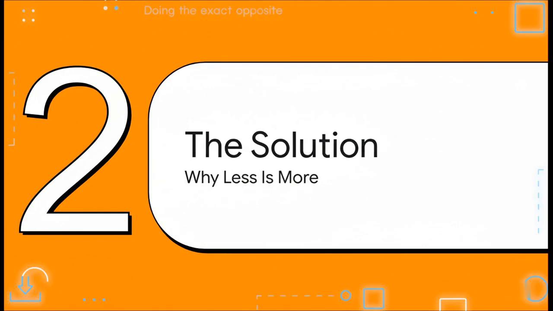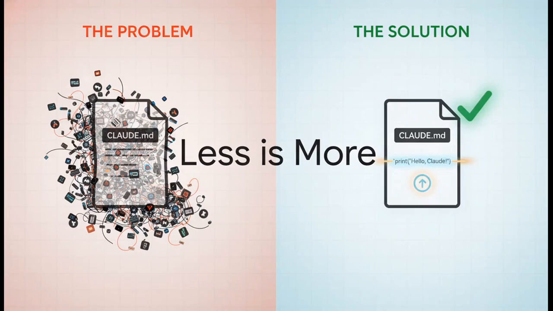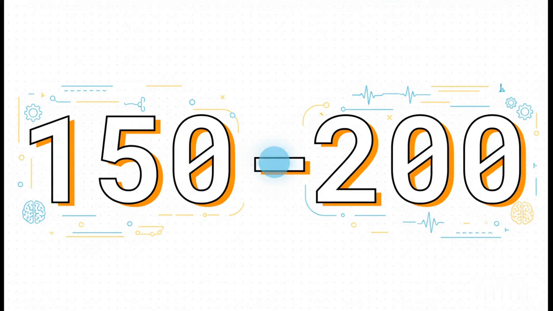So how do we fix this? Well, the solution is beautifully counterintuitive. It's not about adding more detail or more commands. It's about doing the exact opposite. This is it. This is the single most important rule you need to remember. Less is more. I know it feels wrong to remove information. You want to be helpful, but the data is crystal clear. Stuffing your file with every possible instruction is one of the worst things you can do. Let's look at why.